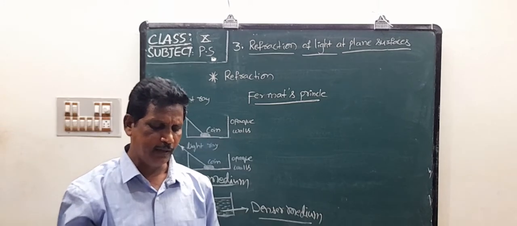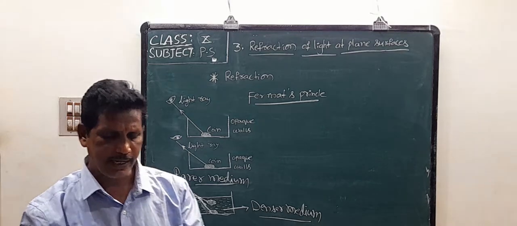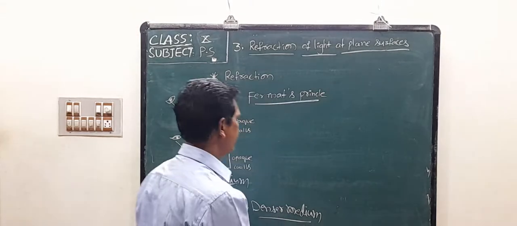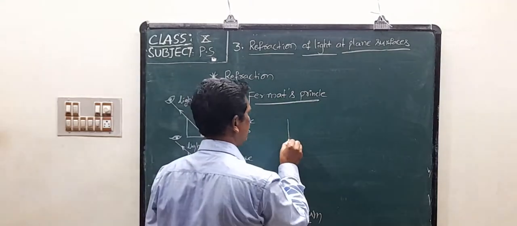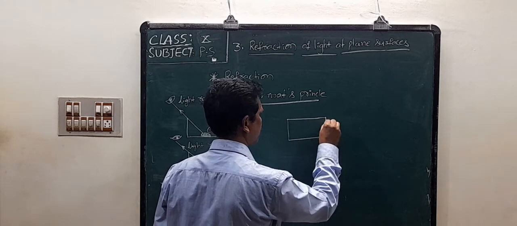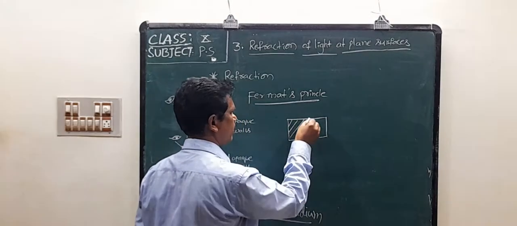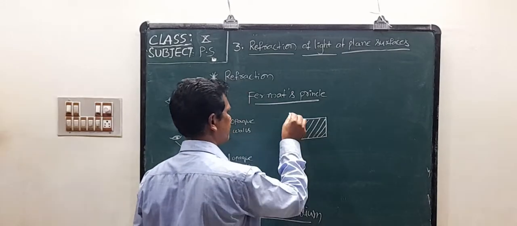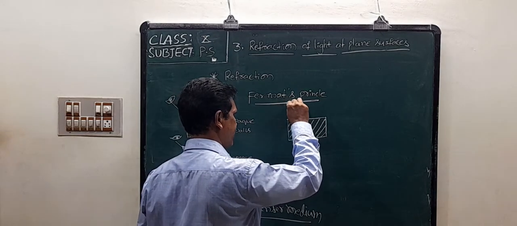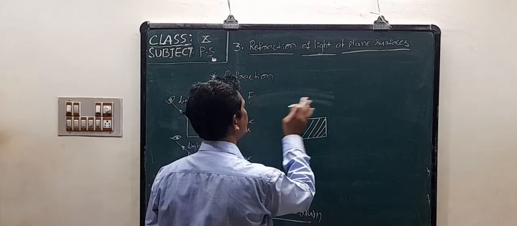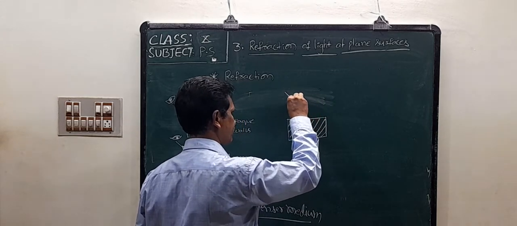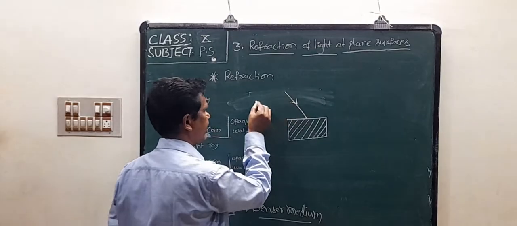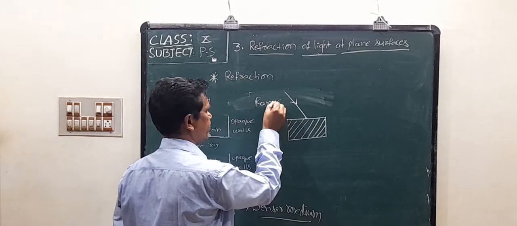Is there any relation between the behavior of the refracted ray and the speed of light? Imagine this is a glass slab or water, a denser surface, a denser medium. The light ray travels from a rarer medium. This is the light ray, and this is the air medium, the rarer medium.